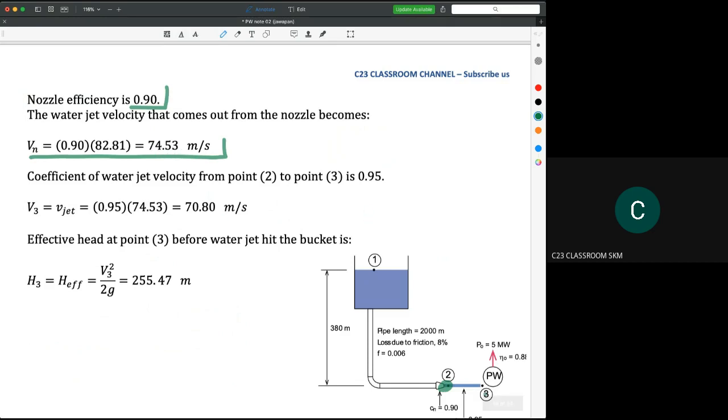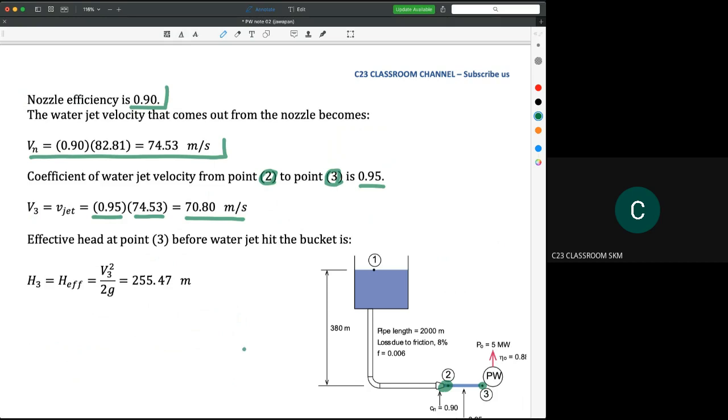When it travels from point 2 to point 3, it will slow down. The coefficient is 0.95, so again we need to multiply this coefficient into the V3. Now V3 is 74.53, and we multiply with the coefficient 0.95. So we get 70.80 meters per second. So 70.8 meters per second is the velocity that hits the bucket of the Pelton wheel.